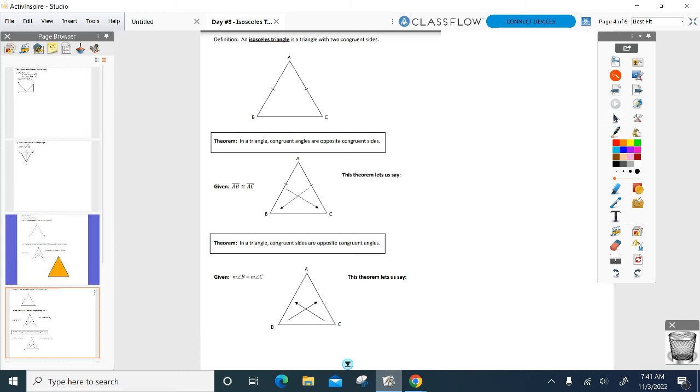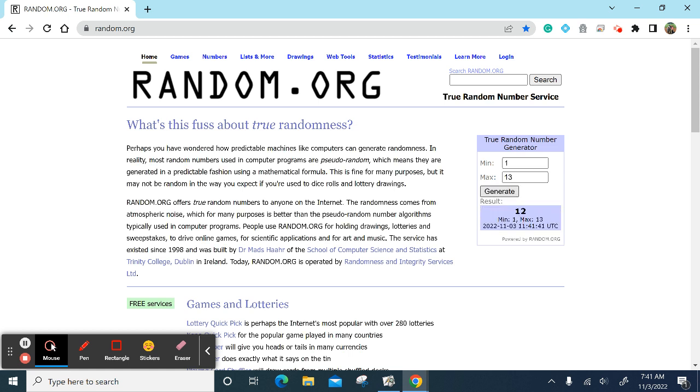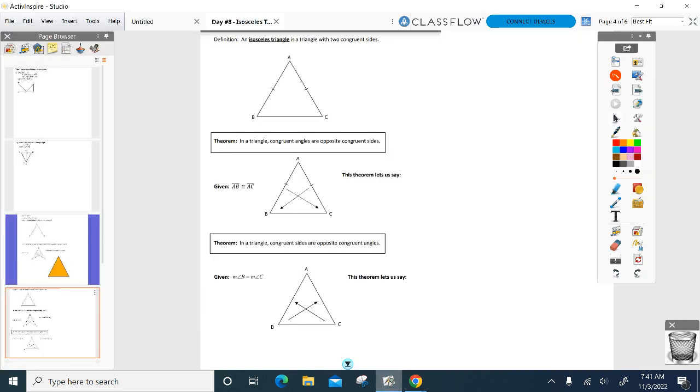Isosceles triangle, what do you remember? It has like two sides. Yeah, that's what you guys remember. Two sides congruent. All right, I'm going to add on to that now. Not only does an isosceles triangle have two sides congruent, it also has two angles congruent.